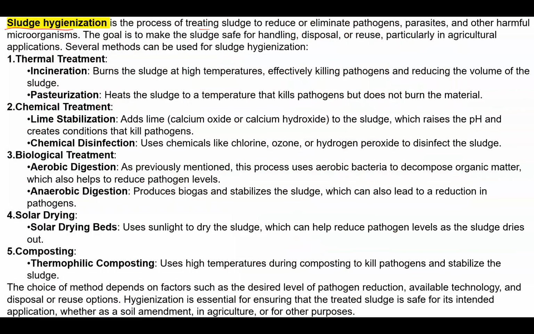That you can see, different sludge hygienization methods are there. Thermal treatment: burn the sludge at high temperature, effectively killing the pathogens and reducing the volume of sludge. Then pasteurization, that I have explained, heats the sludge to a very high temperature and kills the pathogens. And here you can see chemical treatment can also be applied. Then biological treatment, solar drying and composting. So among the steps that I explained, which is the lowest cost and easiest way?